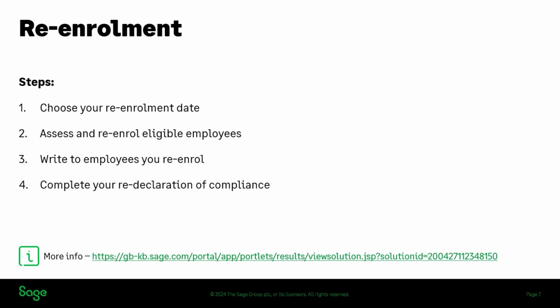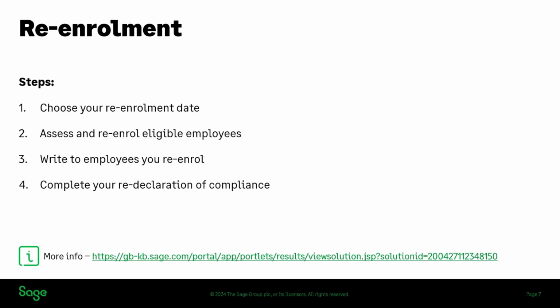Step 3 is to write to employees that you re-enroll, confirming that they've been re-enrolled into your scheme. And the final step, step 4, is to complete your redeclaration of compliance. We've got a handy guide on these 4 steps, which you can access by clicking the link at the end of this slide.